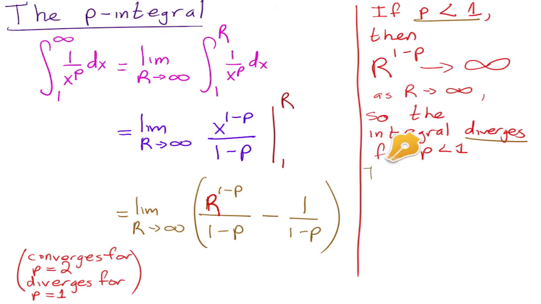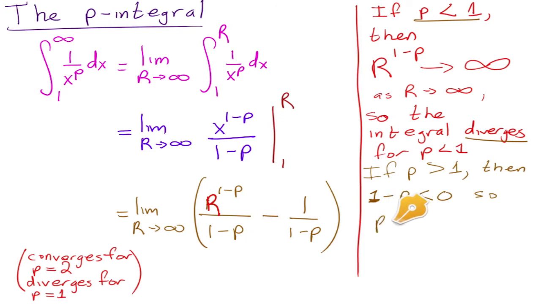So then let's take a look at if p is greater than 1. What do you notice about the exponent? Let's go one level lower. What happens to 1 minus p? If p is greater than 1, then 1 minus p is negative, right? So the exponent of r is negative, which means that it's really a fraction, and as r goes to infinity, that fraction goes towards 0. So 1 minus p is less than 0, so r to the 1 minus p approaches 0 as r goes to infinity. Does that make sense?